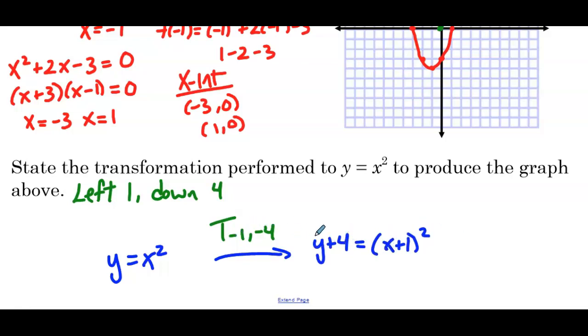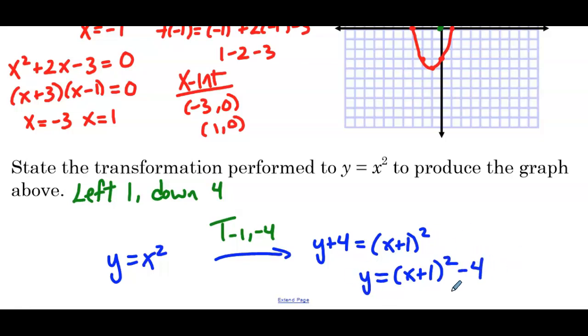Remember, the equation is always opposite what the translation is. So if we're adding negative 1 to x, then we're adding positive 1 inside the parent function. And same thing for y. If we put this in y equals form, we'd have y equals (x plus 1) squared minus 4.